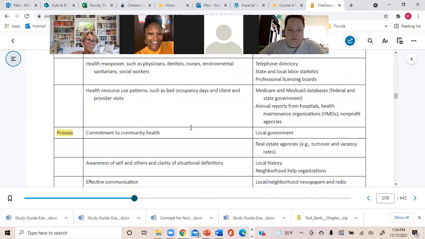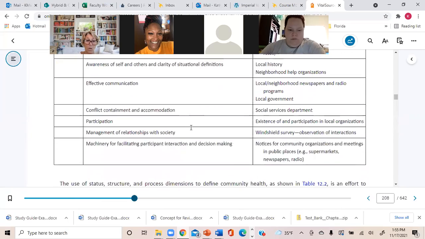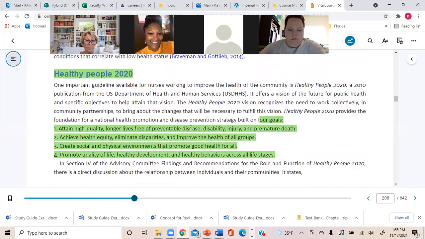Process. Right? What is the process, the functioning of the community? Awareness of self and others, of situational definitions within the community. Is there effective communication? Are people working together to make it better? Is there good conflict resolution? Is there participation from key stakeholders? Okay, you guys understand that?